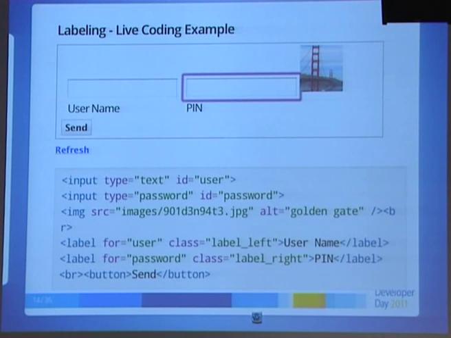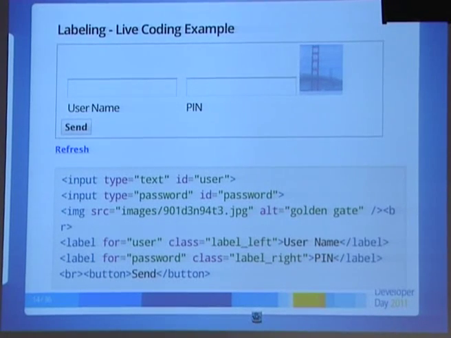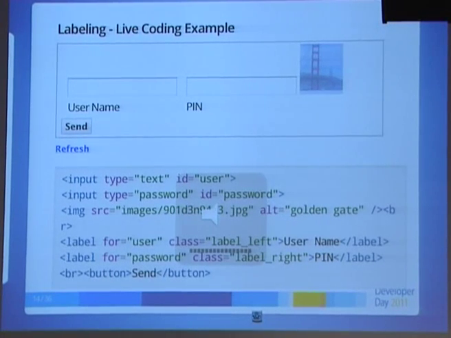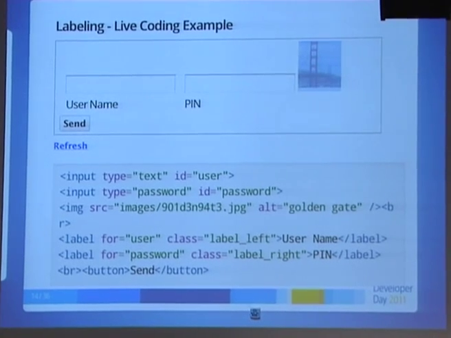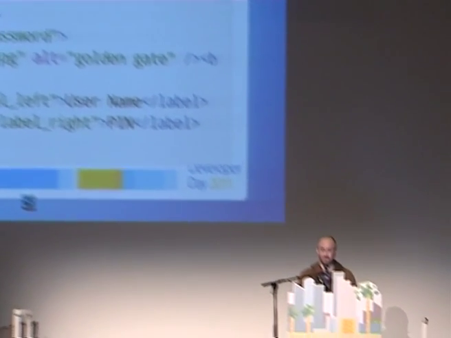"Username, PIN, password, edit text. Golden Gate." Excellent. So now I know that there is information associated with this image. And in that case, I'm actually able to use it to understand the page. So again, big lesson here, use an alt tag, use labels. Both of them are absolutely critically important and really very basic. If you're not doing this already, you're doing the wrong thing.